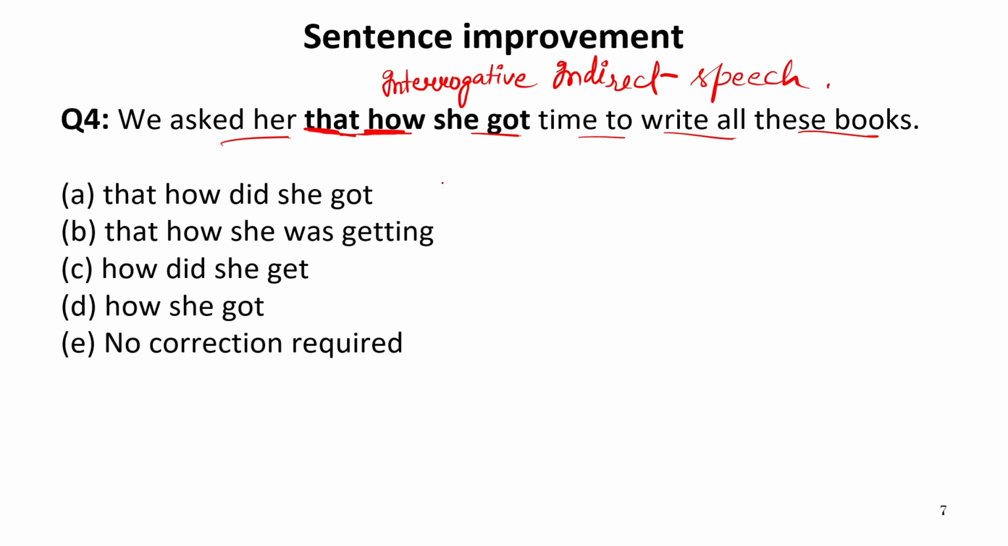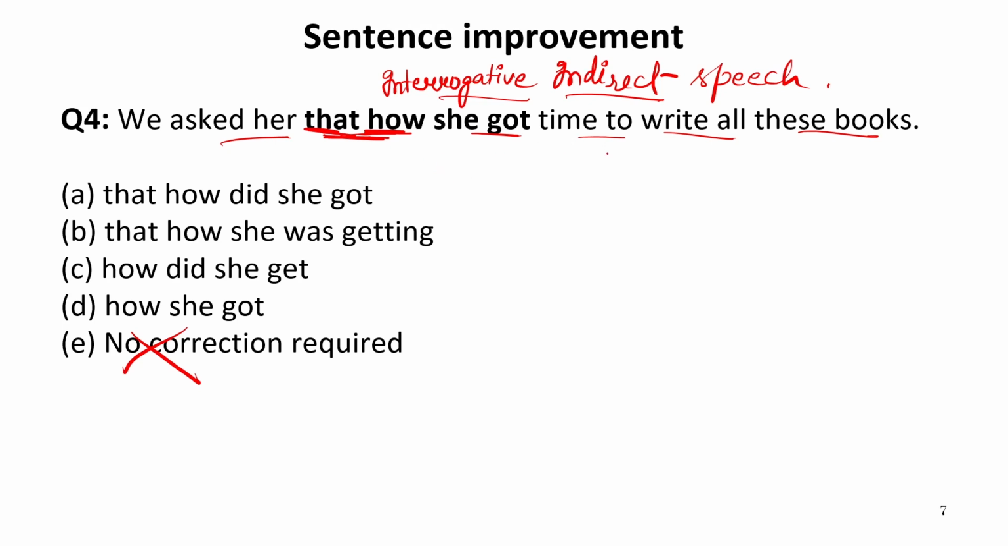And whenever we convert a direct speech sentence which is in interrogative form or interrogative structure into an indirect speech sentence, we use either the question word or whether or if in place of inverted commas. Now it is confirmed that we cannot use that and how together. It means no correction required cannot be the answer.